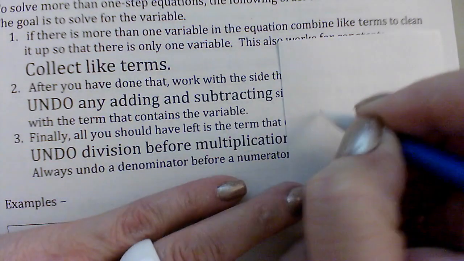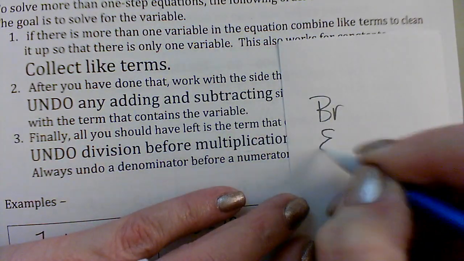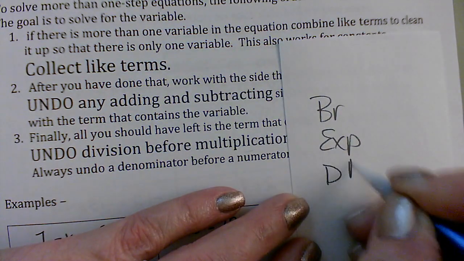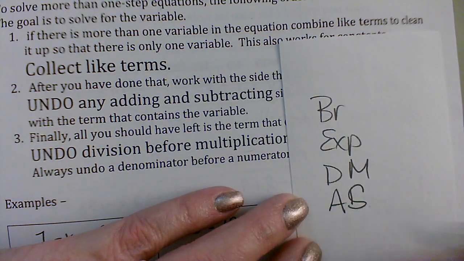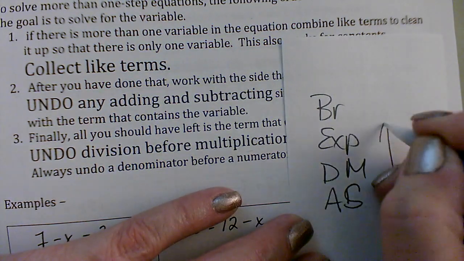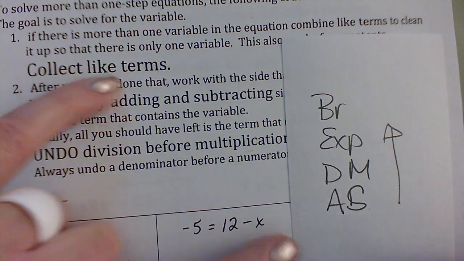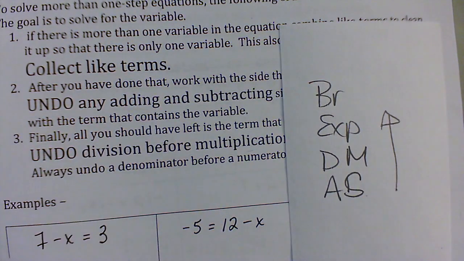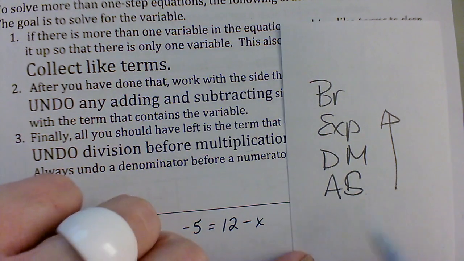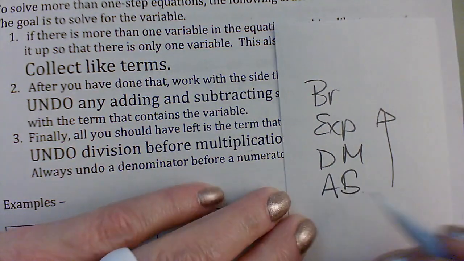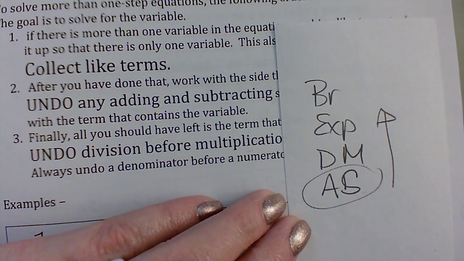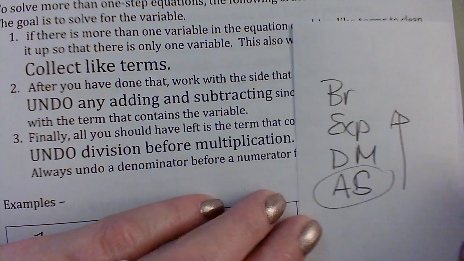So order of operations is brackets, exponents, division, multiplication, addition, subtraction, right? So we are moving this direction. This collecting of like terms is just getting the question organized. You put things together that go together, because sometimes the questions aren't always in their simplest form. So we want to get them in their simplest form, and then we go the opposite direction. So we undo any adding and subtracting, and then we do division and multiplication.